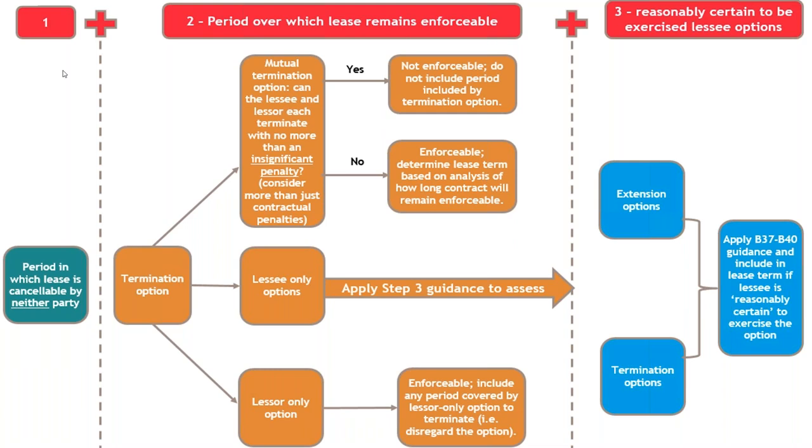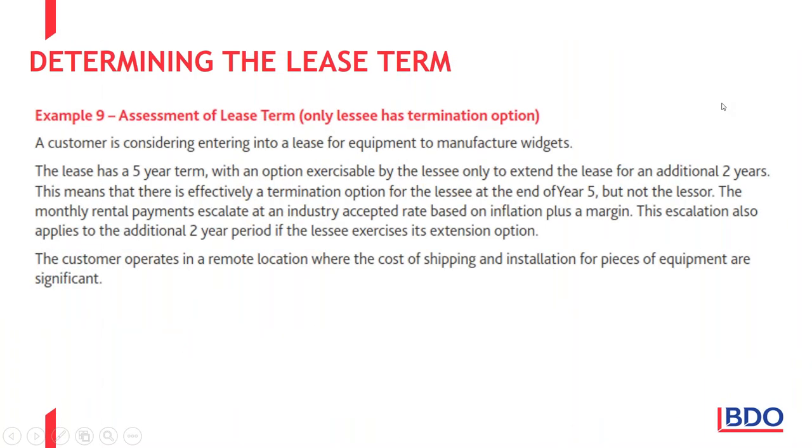The legal enforceable term, I would say, is step one, the period in which the lease is cancelable by neither party. However, from an accounting perspective, we also have to consider the termination options and all the variants there. And then we also have to make, in step three, a judgment call on what we think is going to happen in future. So again, definitely a problem.